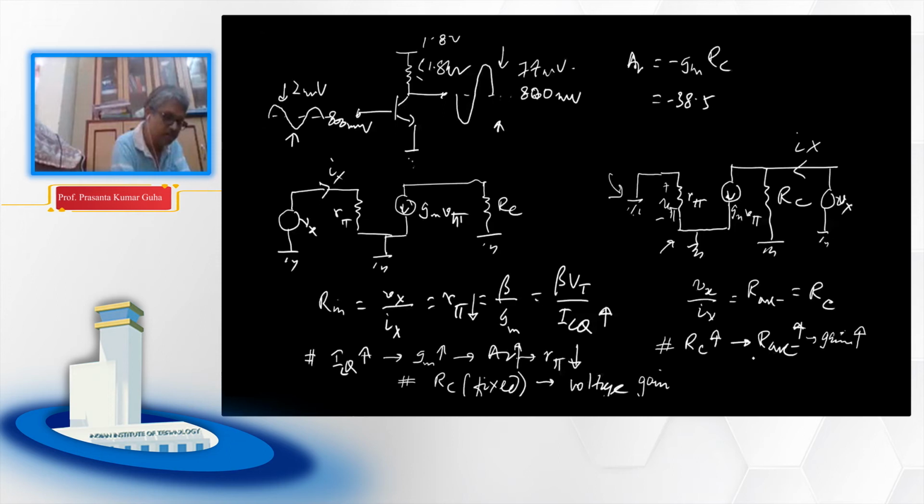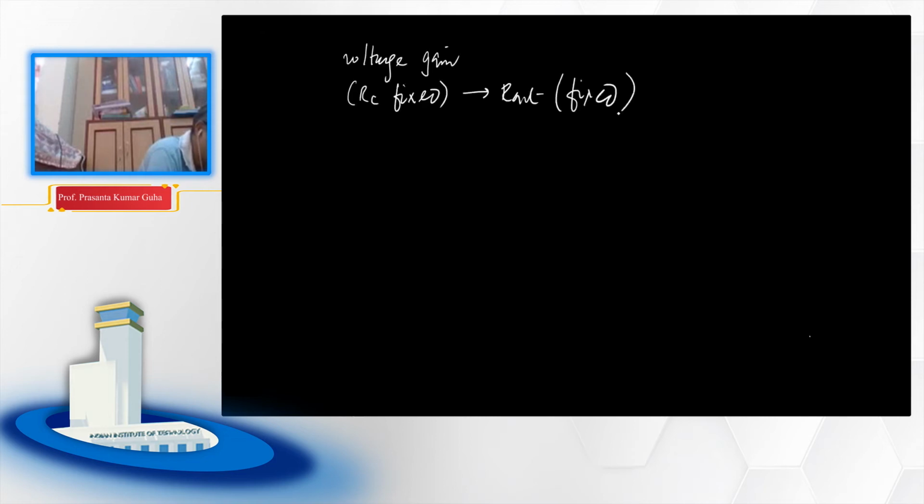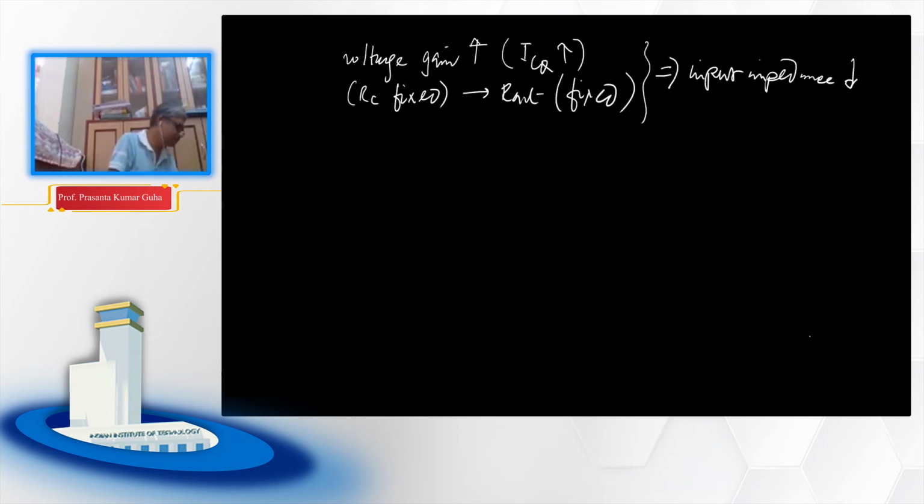Here also, increasing R out is not good, because we want R out as small as possible and R in as large as possible. That is what I want to jot down in a single line: if we keep our RC fixed, that will keep R out fixed. However, if we increase voltage gain, we can do that only by increasing ICQ, because we are fixing RC. In this situation, your input impedance will suffer.